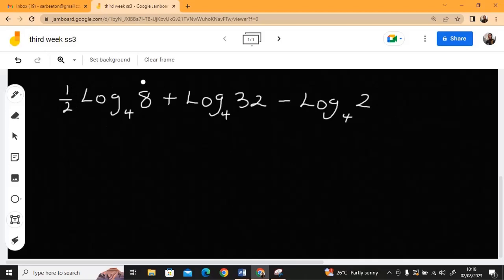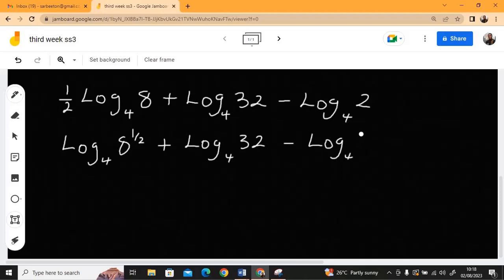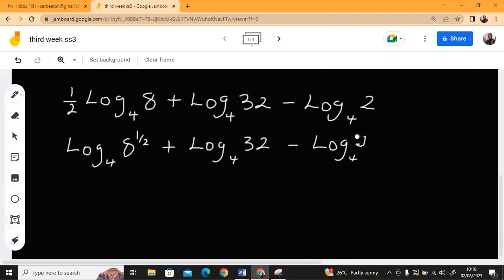I can bring this 1/2 and it becomes the square root. Yes, I can do it. It's possible. So I will have log base 4 of 8 to the power 1/2, plus log base 4 of 32, minus log base 4 of 2. In this one, this is a square root, so I can rewrite it as log base 4 of the square root of 8.